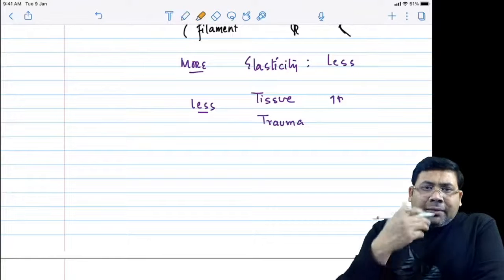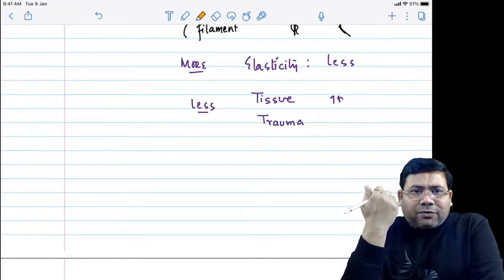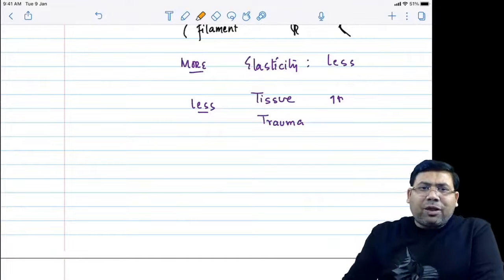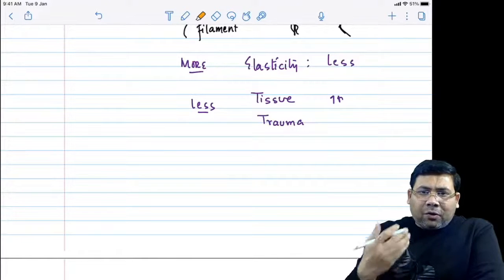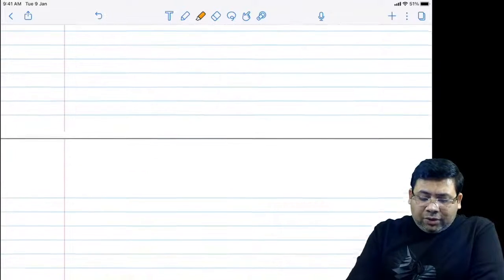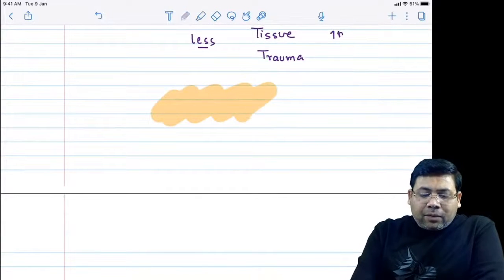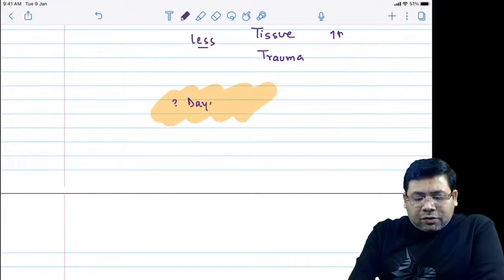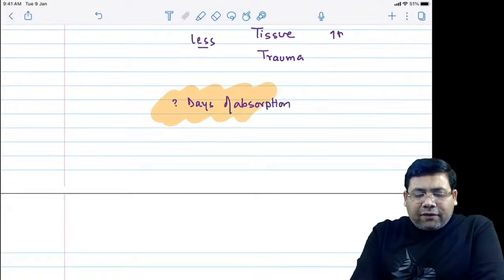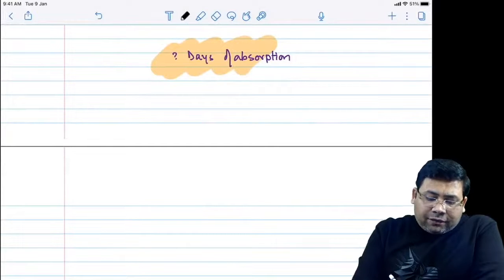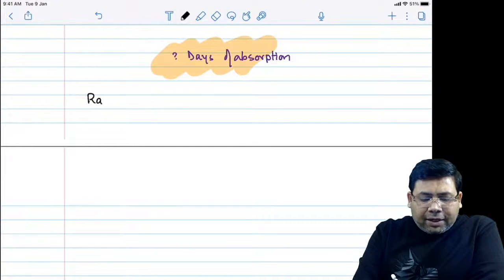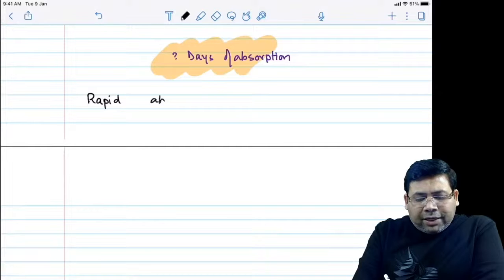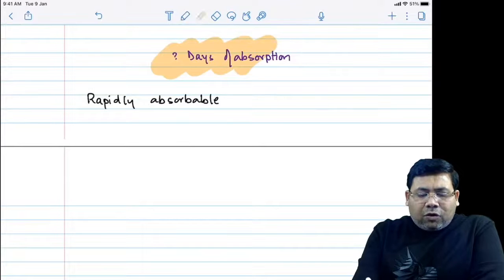Next, when we talk about the types of sutures, we have different types based upon their property, whether they are absorbable or non-absorbable. So let us discuss that very important thing. Sutures on the basis of days of absorption. Based upon the concept of days of absorption, we have the following types. The first category is rapidly absorbable sutures.